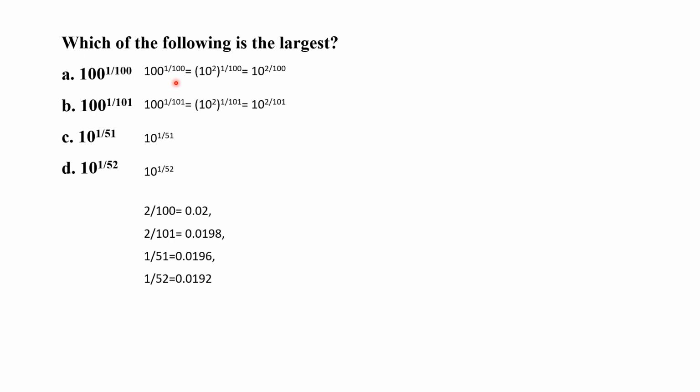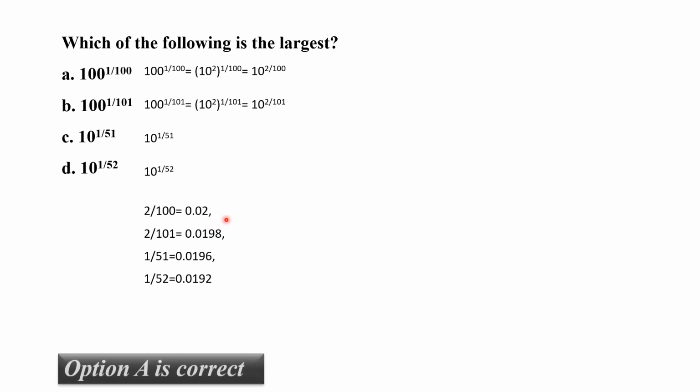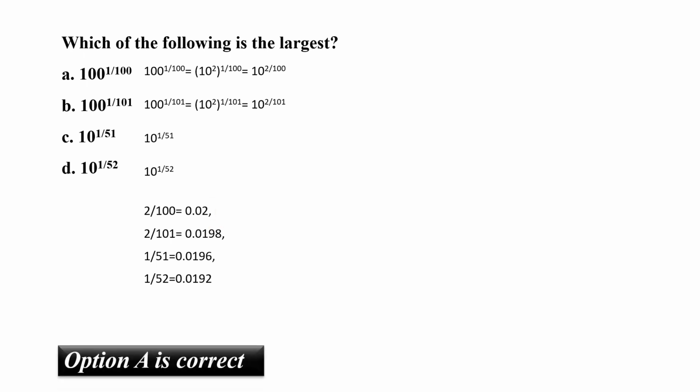So when you do that, 100 raised to 1 by 100 becomes 10 raised to 2 by 100. Similarly, 100 raised to 1 by 101 becomes 10 raised to 2 by 101, and these two remain the same. On calculating the values, we find out the first option, that is 100 raised to 1 by 100, shows the highest power. So it is the largest value. The correct answer is option A.